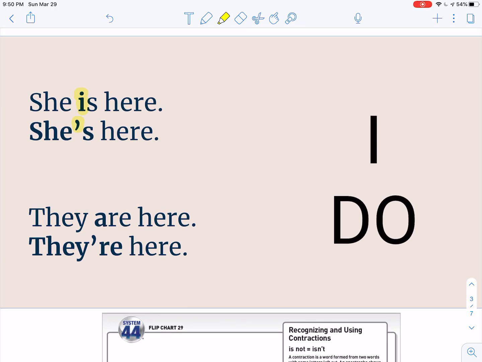They are here. They're here. I left out the a in are when I made this contraction. So I took out this letter and replaced it with an apostrophe. They're means they are. So you can see here these two words are joined together to make this contraction. Same thing here, she is. Two words joined together to make this contraction.